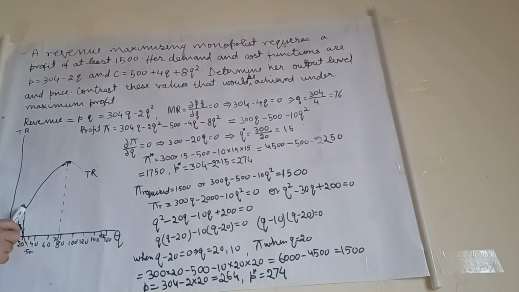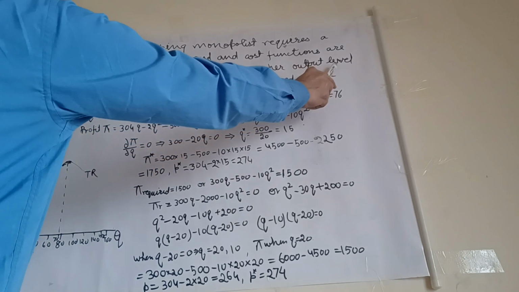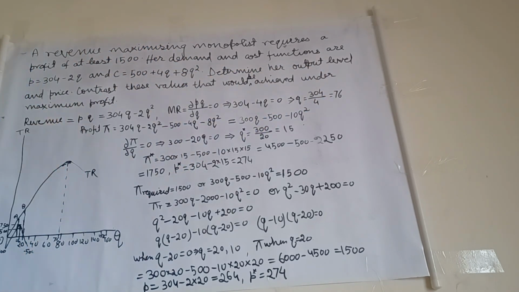So at this 20, total revenue is here, say point B, and at 10, total revenue is at A. I didn't calculate total revenue because the question doesn't ask for it. It asks only to determine her output level and price level. So if you want to check total revenue, you can, but it is not asked in the question.